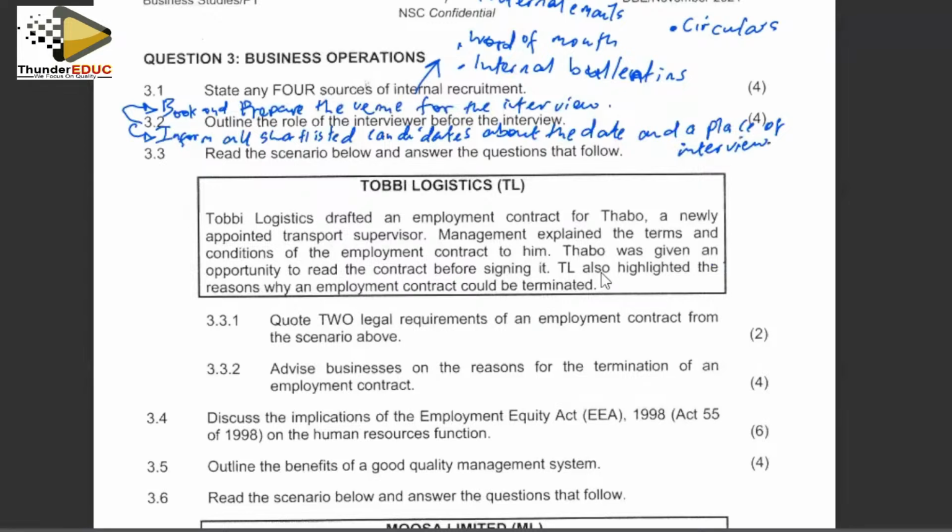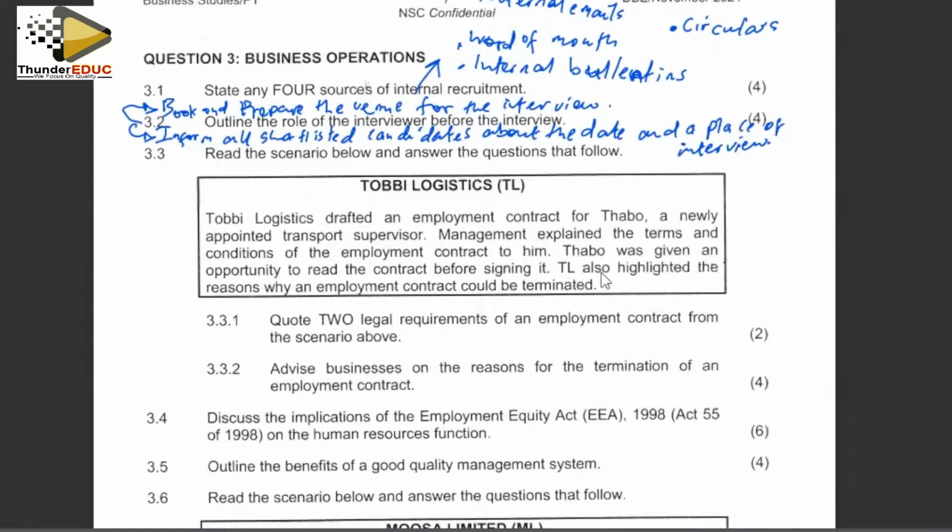Okay, so now we have landed on 3.3. Read the scenario below and answer the questions that follow. Toby Logistics, TL. Toby Logistics drafted an employment contract for Tabo, a newly appointed transport supervisor. Management explained the terms and conditions of the employment contract to him. So Tabo was given an opportunity to read the contract before signing it. TL also highlighted the reasons why an employment contract could be terminated.